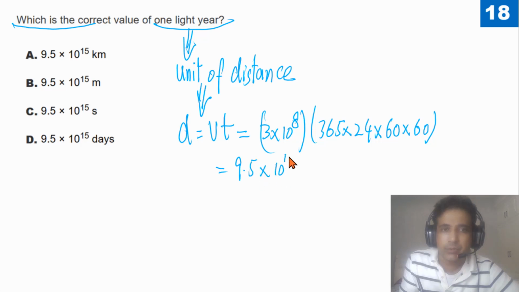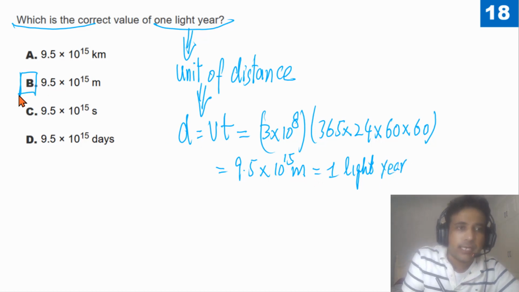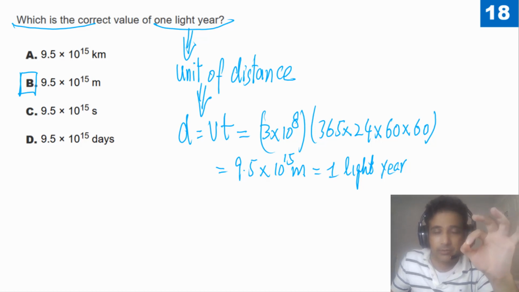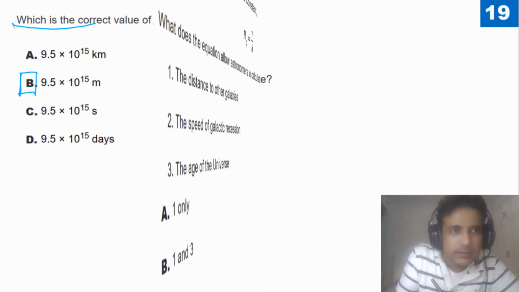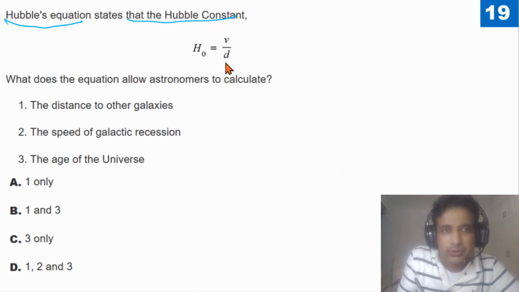If we multiply this, our final answer will be equal to 9.5 times 10 to 15 meters. So this is 1 light year. When we say 1 light year, it means we are talking about this much distance. So the answer for this question has to be B. So you have to be very clear. What is light year? Light year is a unit of distance, and it is the distance traveled by light in 1 year.